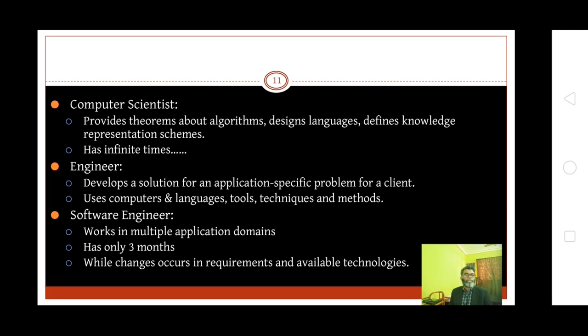Computer scientists provide theorems about algorithms, design languages, define knowledge representation schemes, and have infinite time. A computer scientist is a person who has acquired the knowledge of computer science, the study of the theoretical foundations of information and computation and their applications.